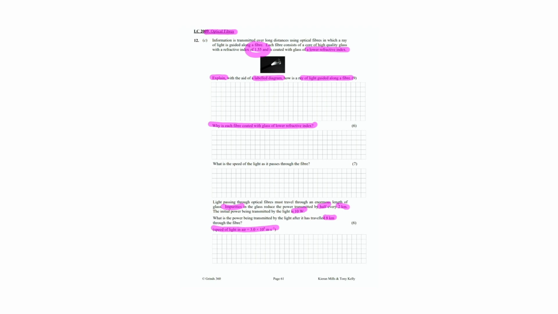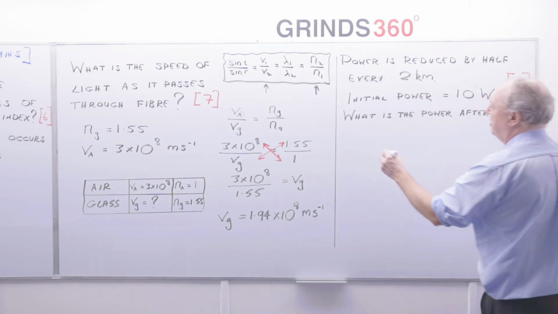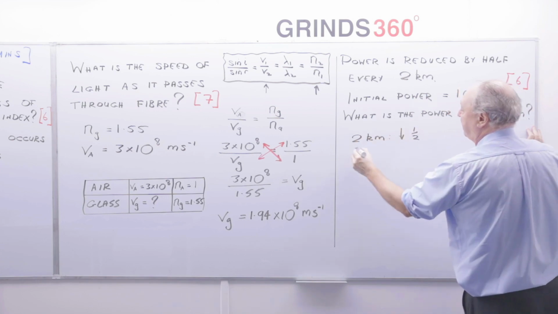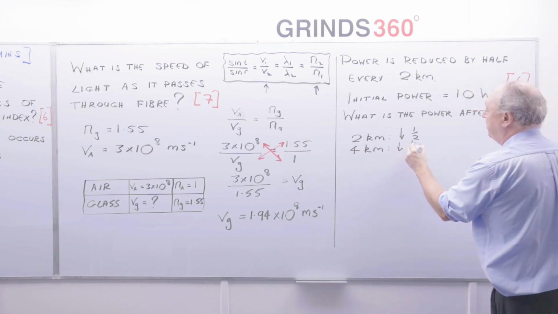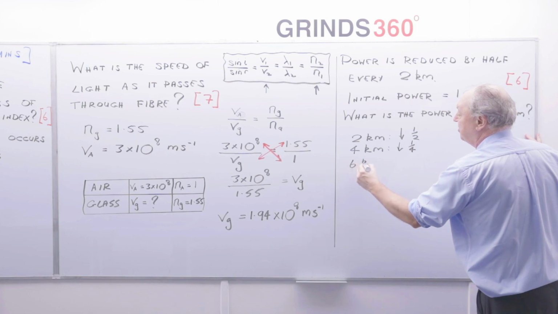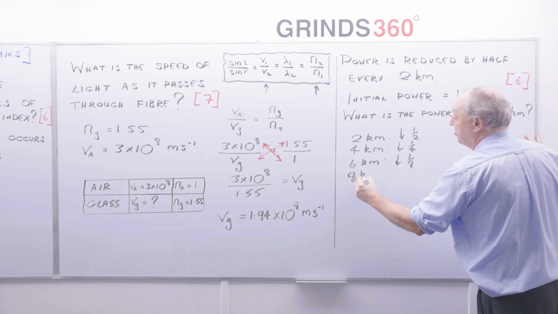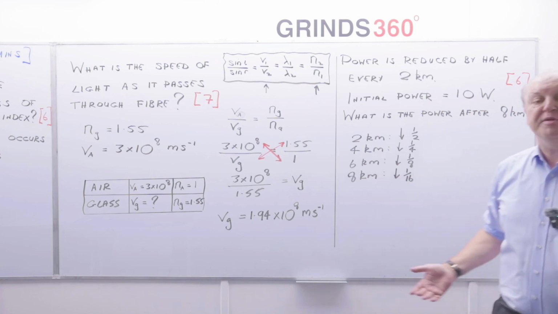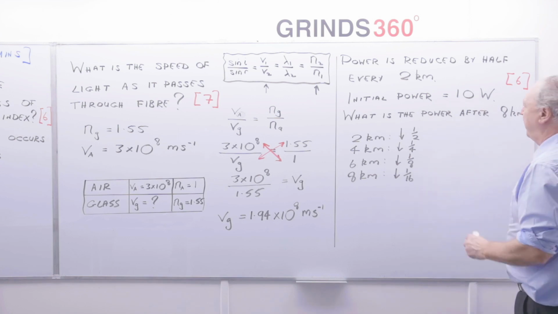Well, you know what? You don't need any previous knowledge to do this. This is just a little bit of common sense. So it's reduced by a half every 2 kilometers. So after 2 kilometers, it goes down by a half. After 4 kilometers, it's going to go down by a half, which is a quarter. After 6 kilometers, it's going to go down by a half by a quarter, which is 1/8. And after 8 kilometers, it's going to go down by another half, which is 1/16. So in other words, the power has been reduced by 1/16. So you could have said a half to the power of 4. Whatever way you want to do it is fine.